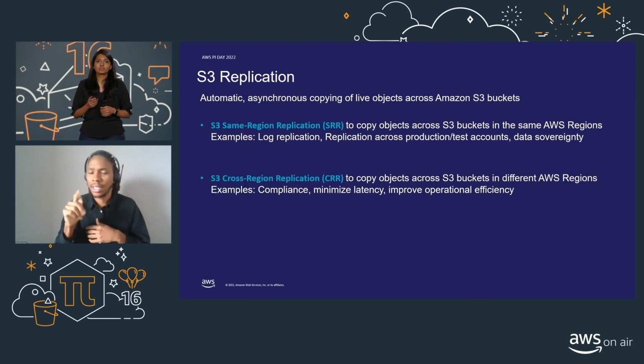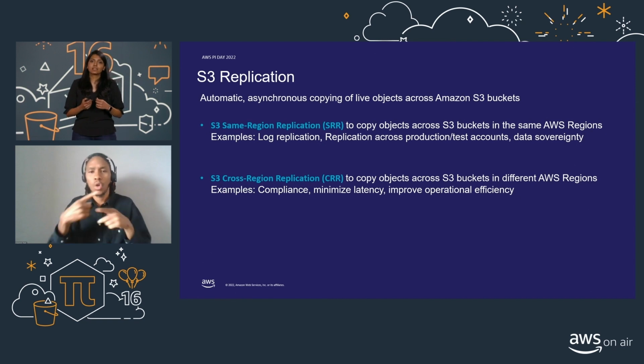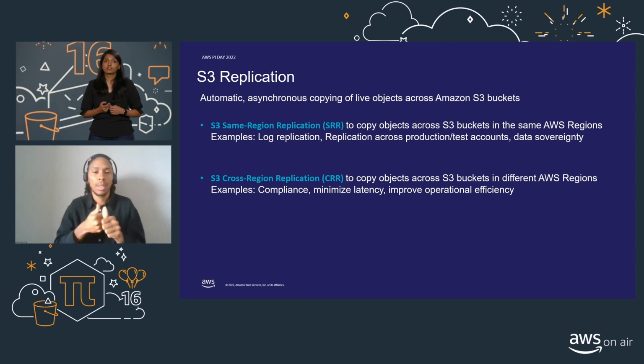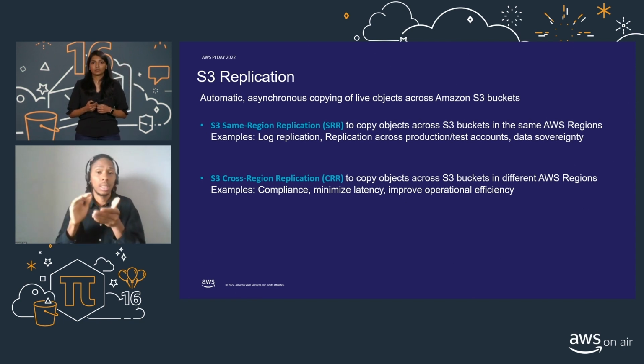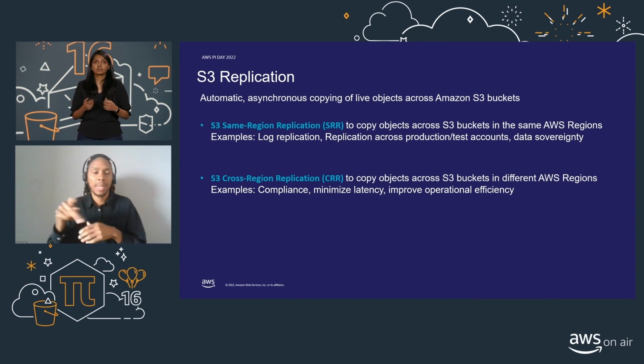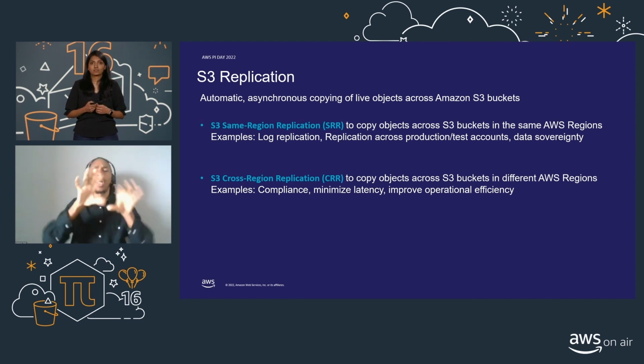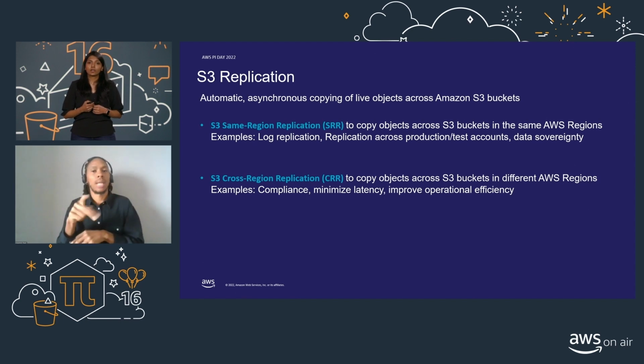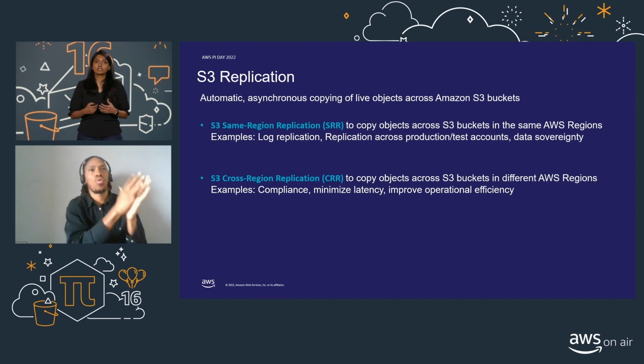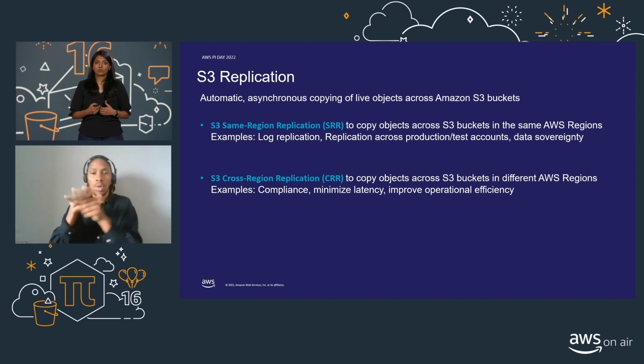The second is cross-region replication, which lets you replicate data into separate AWS regions for compliance. You can also use CRR to minimize latency of your application. Say, for example, you have customers across different parts of the world that are using your application or your business. It might be beneficial for you to replicate your data sets across all of those regions so that your customers can access your business with minimal network latency.